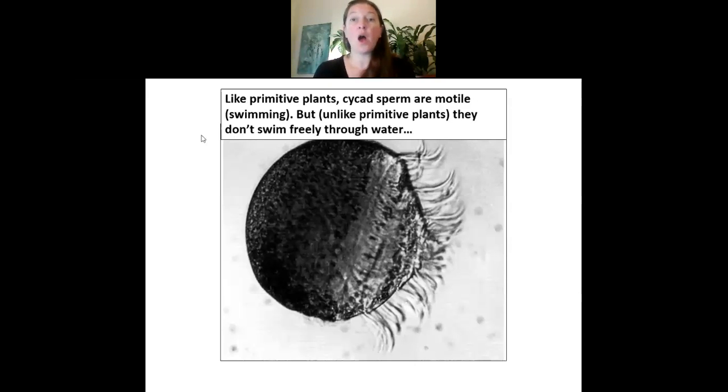So the pollen grain is going to be what vectors the sperm, right? Vector means move, so move the sperm to the egg. And like the plants we already saw in the other labs, the sperm still swim, so motile means that they can swim. But now they don't need to swim through water. They actually swim through, I don't want to get too technical here, parts of the female plant, and through parts of the pollen grain itself. We'll talk about that. But this is a picture of it. You can see all the little flagella that help it swim.